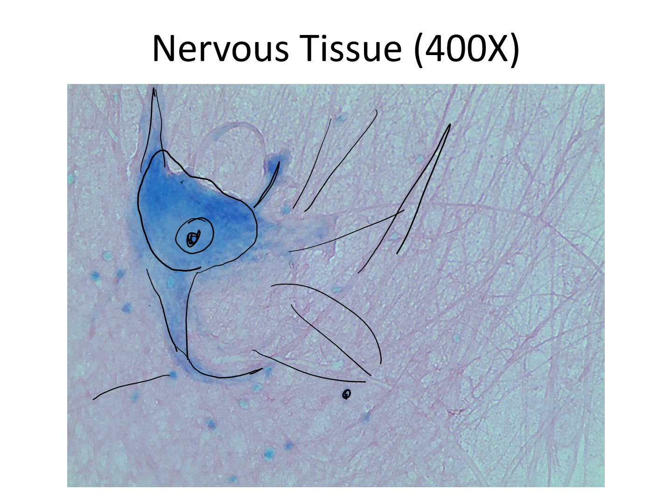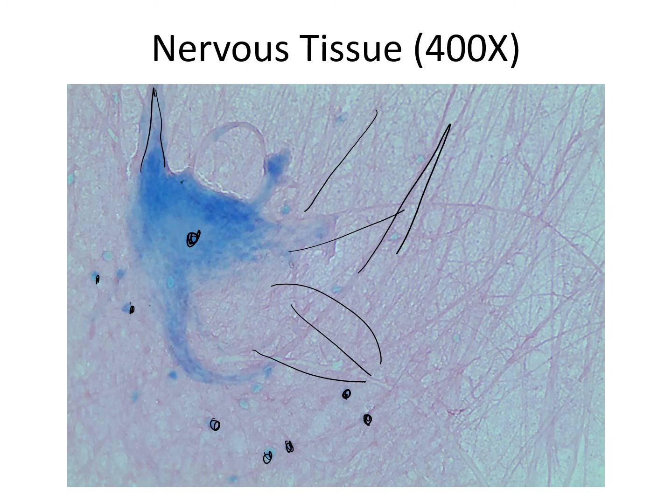And see these little blue dots over here, those are supporting cells. They're called glia or neuroglia. Those are supporting cells surrounding neurons. Okay, so that's nervous tissue. Let's see, remove all this stuff.